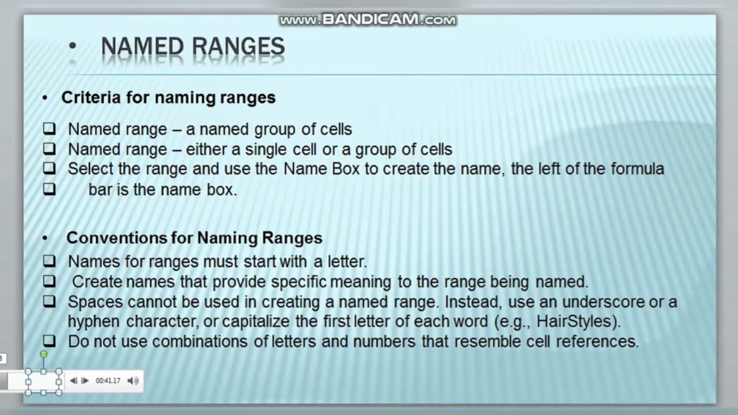Now, what are the conventions for naming a range? The name for a range must start with a letter. Create names that provide specific meaning to the range or should be familiar to that range. Spaces cannot be used in creating a name range. Instead, use an underscore or hyphen character, or simply capitalize the first letter of each word. Do not use a combination of letters and numbers that resemble cell references, for example, A3, B4, C2, etc.